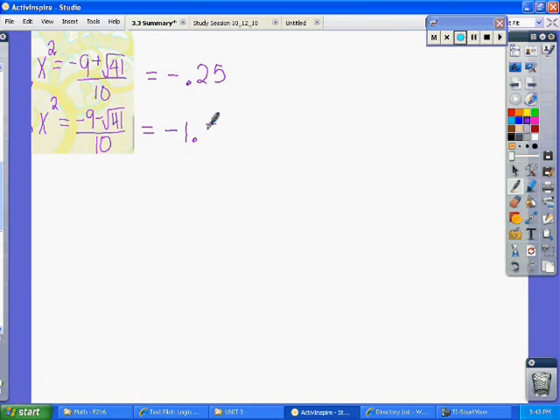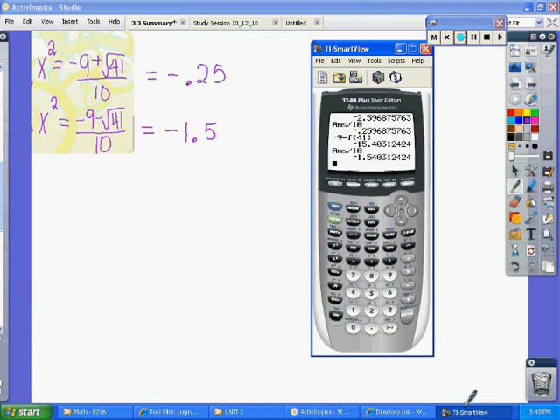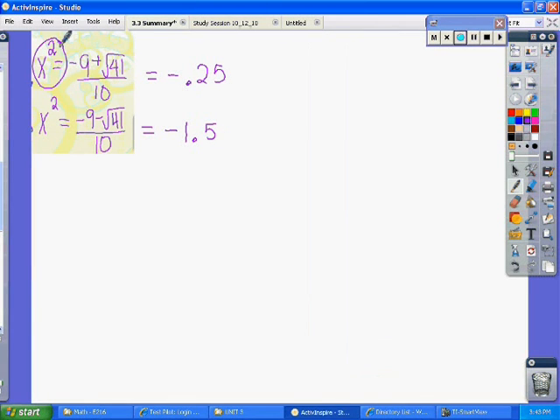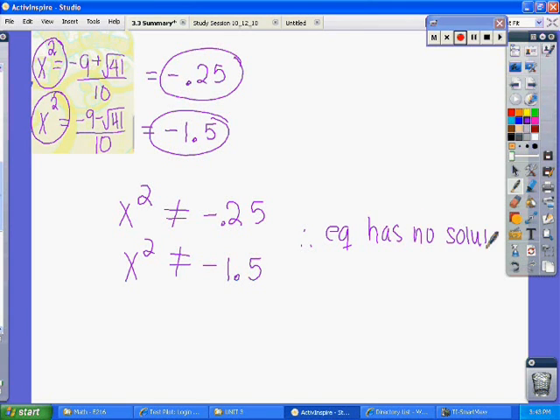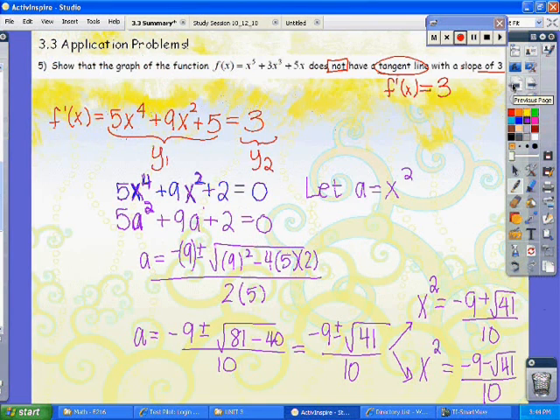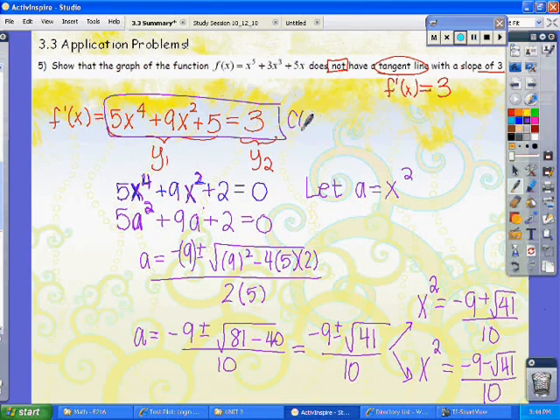So if you look at both of these values, you're trying to do an x squared equals a negative value, and x squared equals a negative value. X squared cannot equal negative 0.25. X squared cannot equal negative 1.5. Therefore, the equation has no solution. Therefore, going back, this here cannot be solved. So if you can't solve it, that means that there's no way for the tangent line to have a slope of 3.